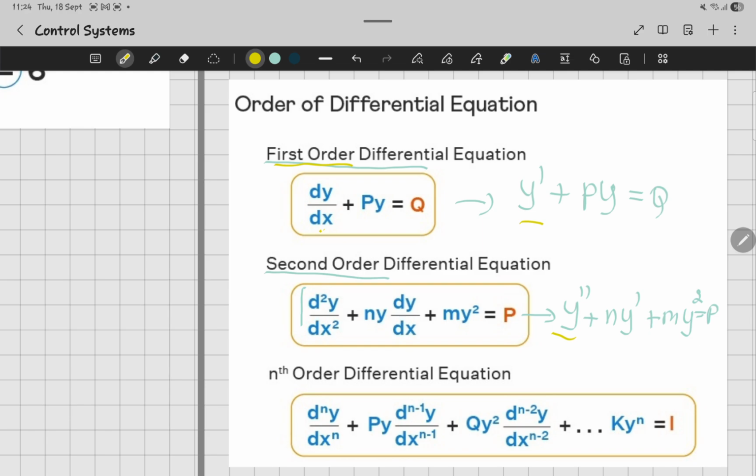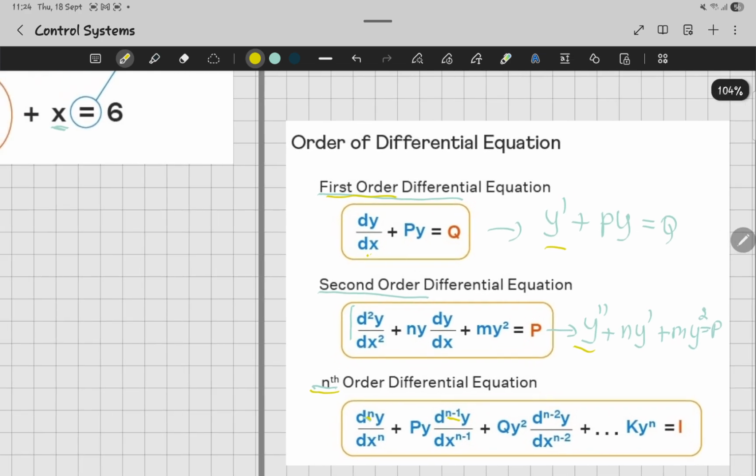And so on. You can even see the nth order, and this n is what you see there. It is the one that defines the power or the order of the differential equation.